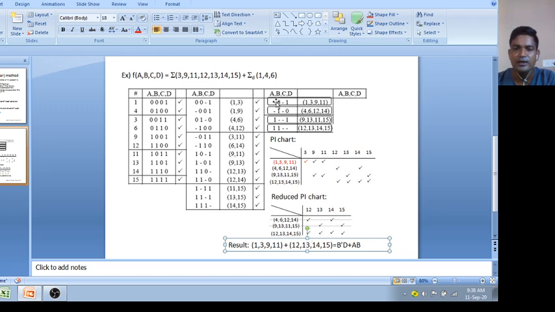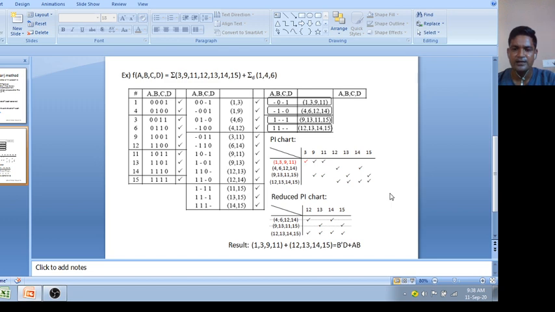And what is 1 3 9 11? This is your B dash D. And what is 12 13 14 15? This is AB, 1 1 dash dash. So AB. So this is your final reduced expression. If you solve by using K-map, again you will get the same result.